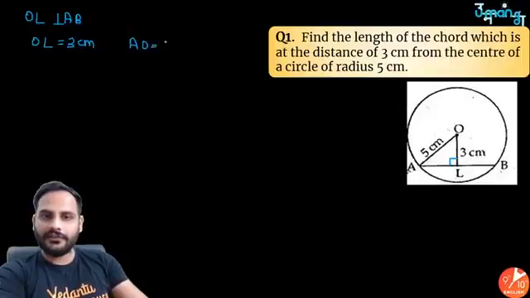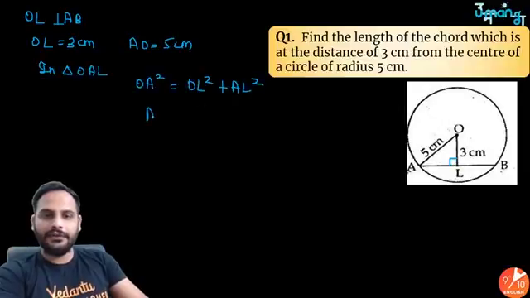AO, the radius, is given as 5 centimeter. So I can clearly say in triangle OAL, OA square is equal to OL square plus AL square. When you solve it, AL square is equal to 5 square minus 3 square, so 16. So AL will be equal to 4 centimeter.